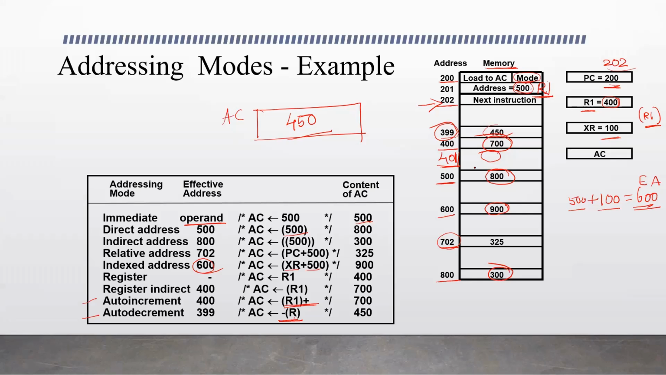But in auto increment, execution happens first and then the increment. When it is executed, the instruction says to load the content into the accumulator. So 700 is loaded into the accumulator first, and then it is incremented. So we will have the same value, 700. That's about addressing modes. This example is given to understand the calculation of effective address in case of indirect addressing, and in direct addressing, how the operand is fetched from the memory.